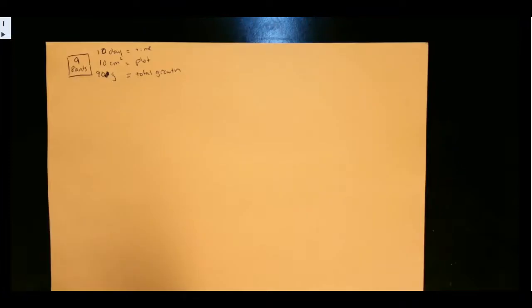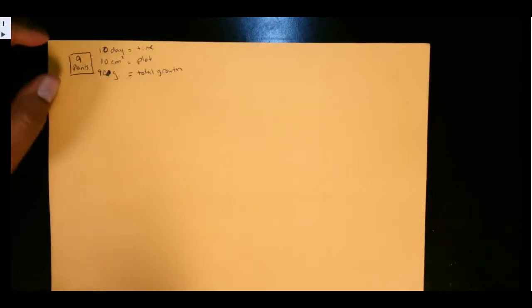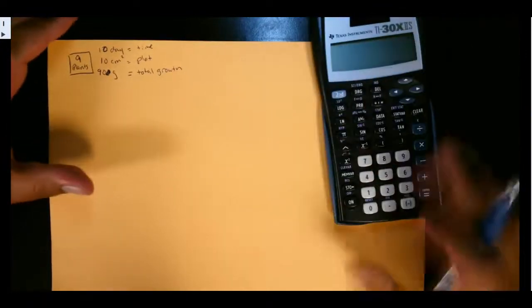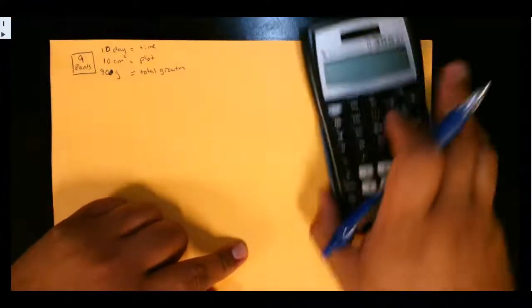All right, so just one more quick walkthrough of how to calculate for NPP. So these are the variables that you normally get: how many plants, how many days, plot size, and then total growth. Make sure you bring a calculator. Most of the numbers are pretty round, so you shouldn't really need it, but just in case.